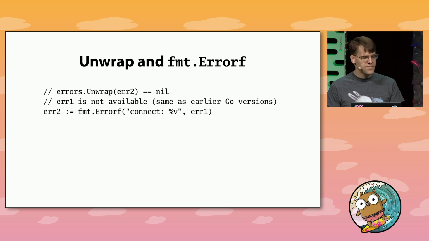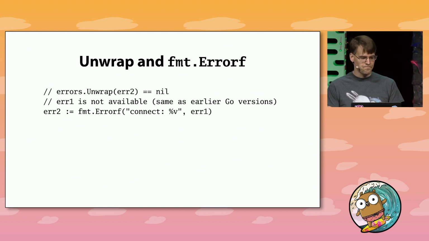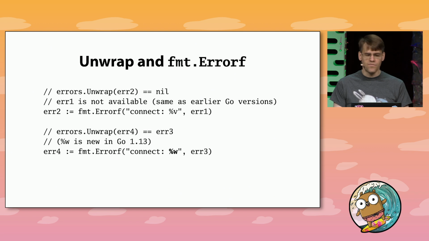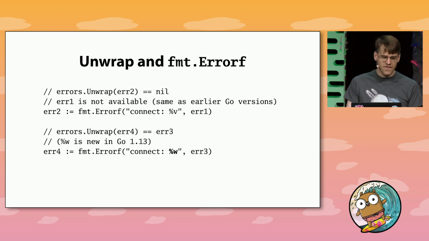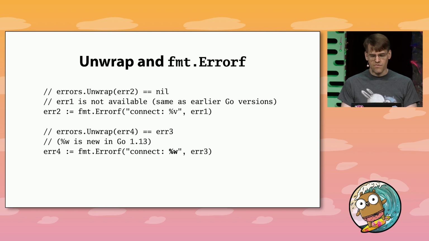Now, until now, fmt.Errorf has not exposed an underlying error formatted with %v to caller inspection. So on the slide, if err2 is returned to a caller, that caller has no way to access err1. And we preserve that property in Go 1.13. But we added a new printing verb, %w, that formats like %v. It requires an error as an argument, and it makes the result of fmt.Errorf's Unwrap method return that original argument to %w. So on the slide, if err4 is returned to a caller, then the caller can use Unwrap to retrieve err3.